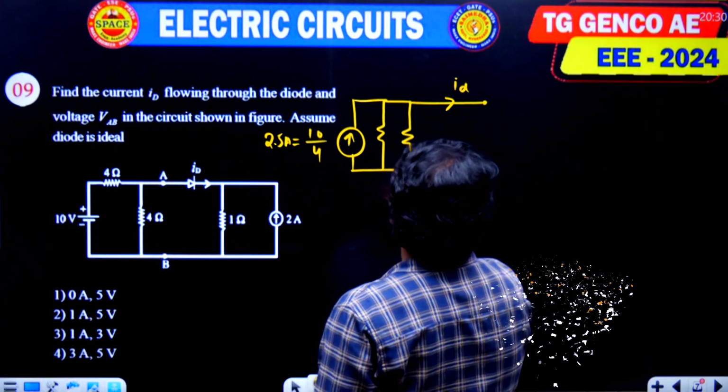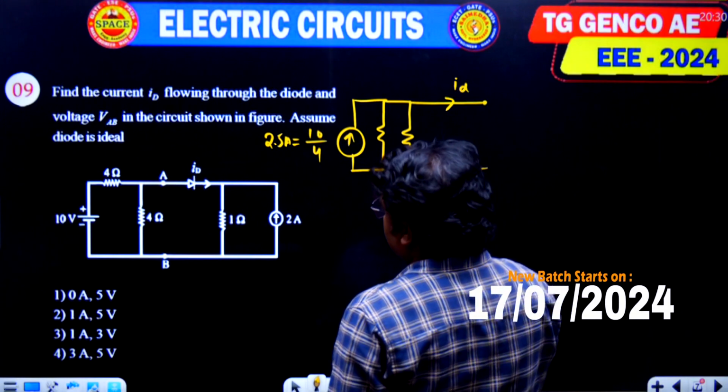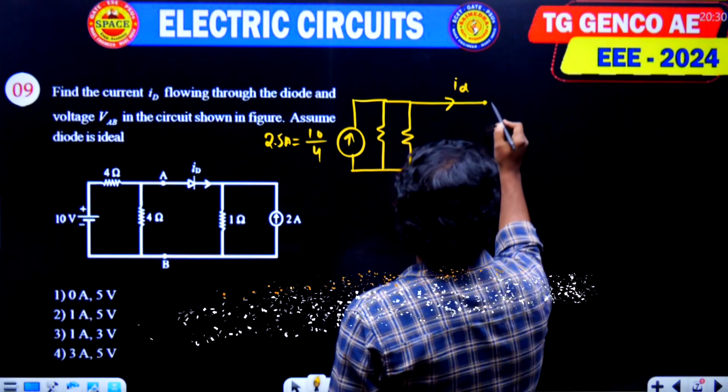Now this is the given circuit. So the diode current is I. Now here I am applying source transformation again.